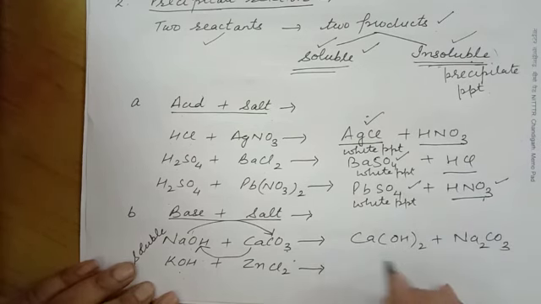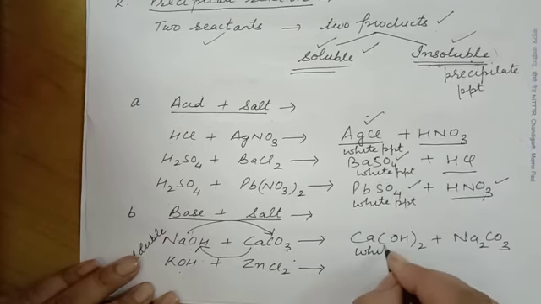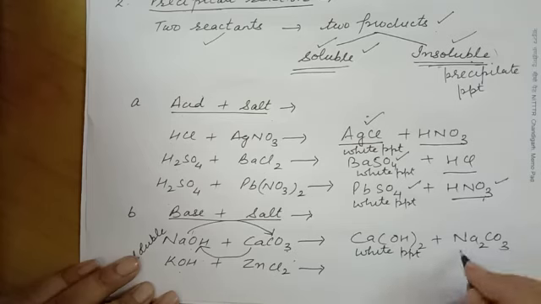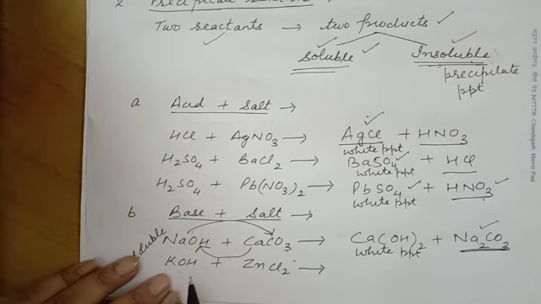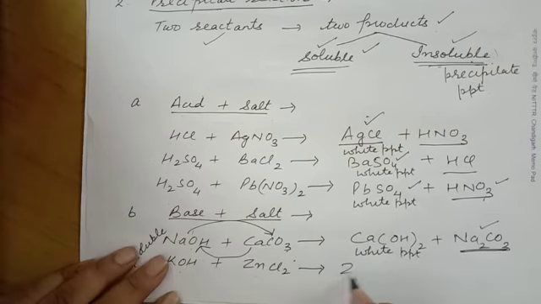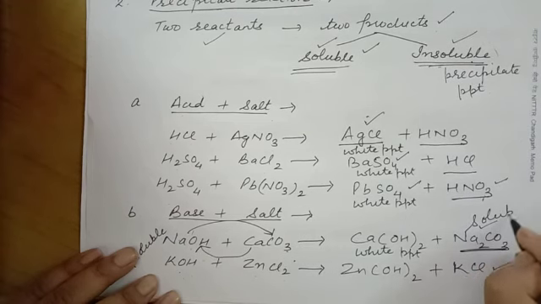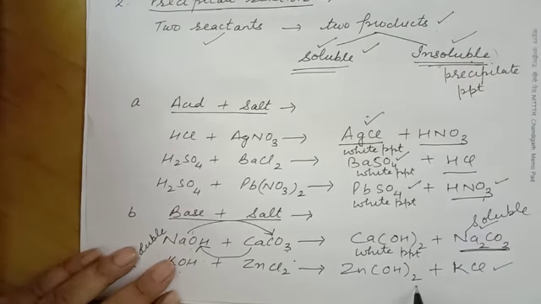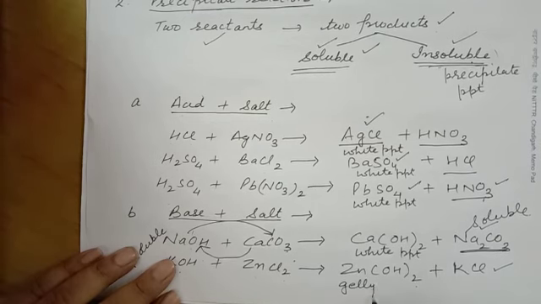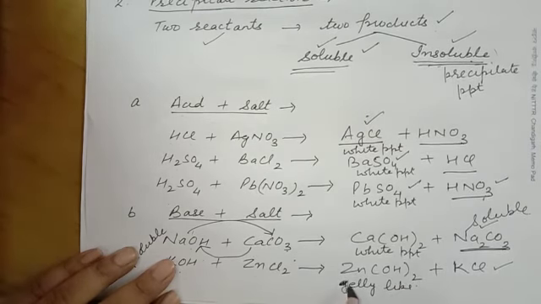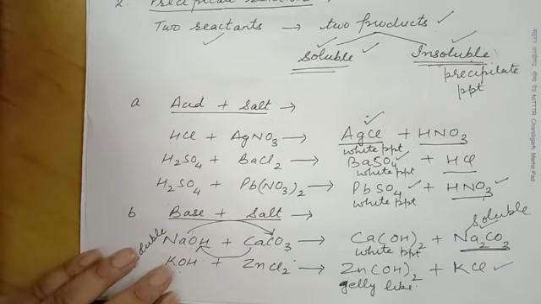So in this case, calcium carbonate comes as white PPT in a soluble product, that is sodium hydroxide. Next, potassium hydroxide plus zinc chloride. We are going to get zinc hydroxide that is insoluble plus KCl, potassium chloride, a compound of potassium that is soluble in nature. And this zinc hydroxide is a jelly-like PPT.